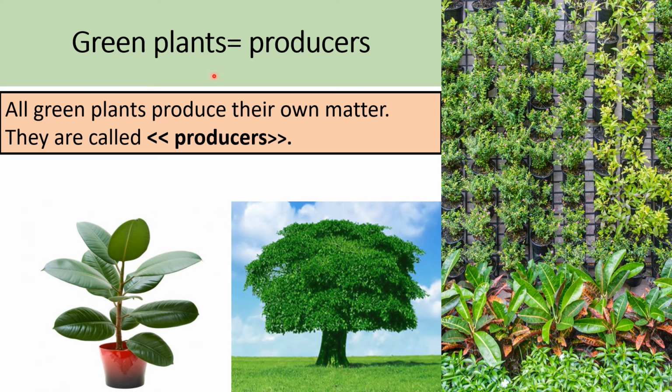Green plants are also called producers. All green plants produce their own matter. This means that all green plants produce their own food. They are called producers. So all the green plants are called producers because they produce their own matter.